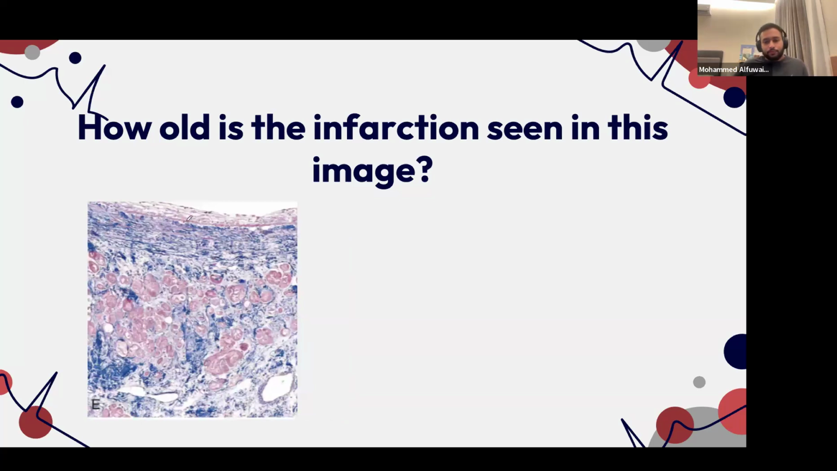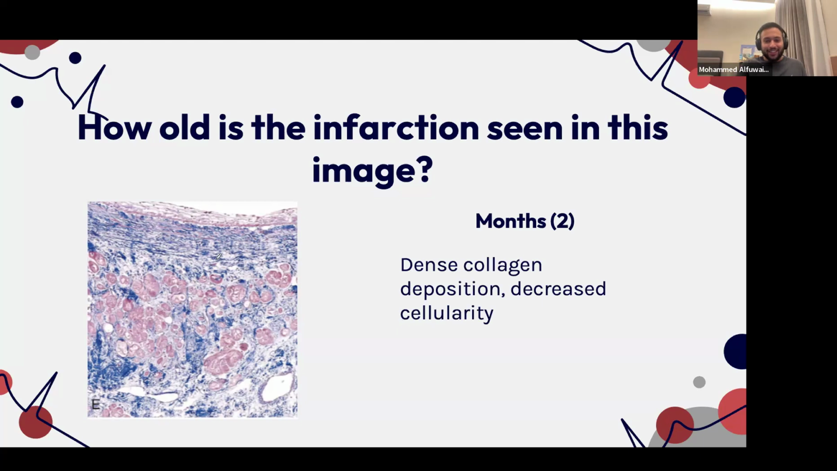How about this? 2 months and months. Okay, let's just say that. And what can you see? Blue always means what? Scar, which is collagen, which is fibrosis. All right, that's it. There's decreased cellularity.